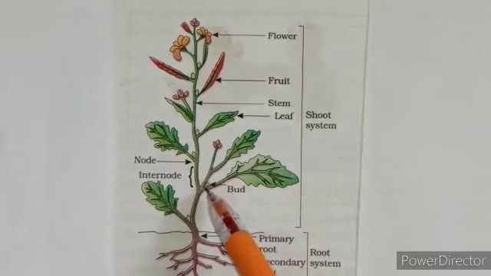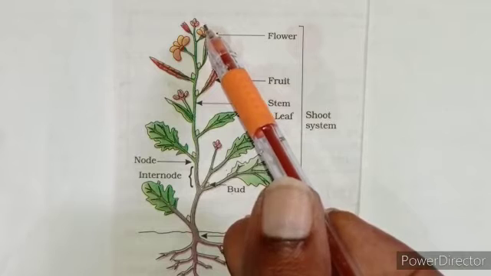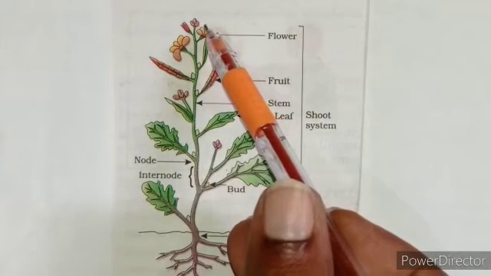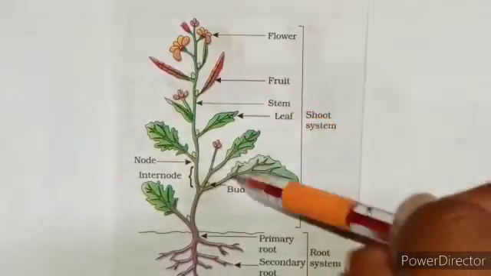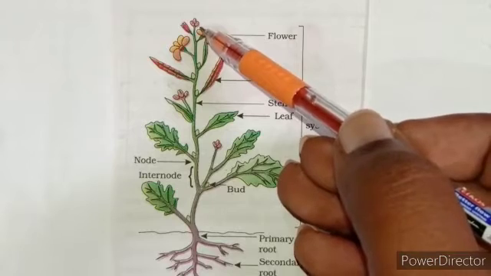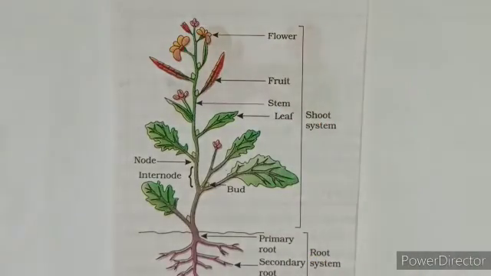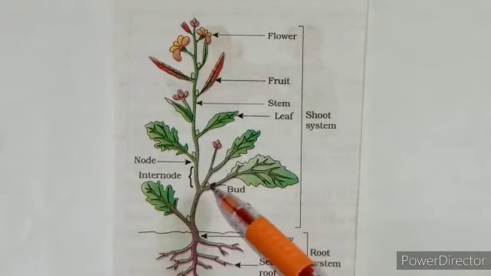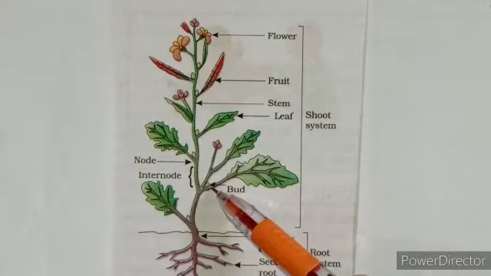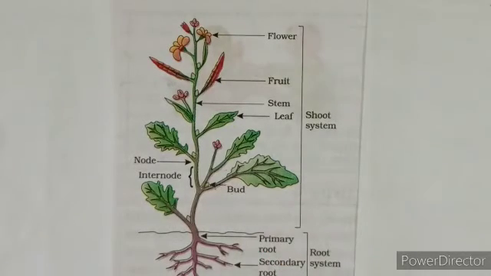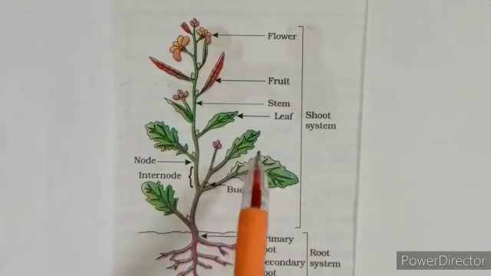Students, all of you see here, the buds which grow into new shoots are called vegetative buds, and the buds which grow into flowers are called floral buds. This shoot has a bud at its tip. This is called the apical bud or terminal bud. The buds in the axils of leaves are called axillary buds or lateral buds. They give rise to lateral branches. Students, all of you see here, these are the lateral branches.